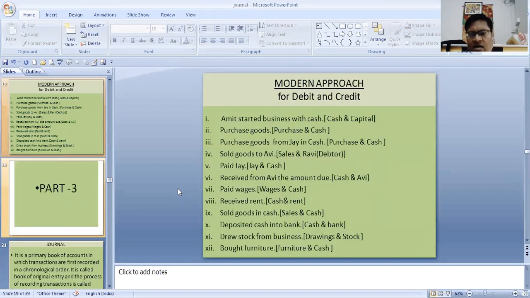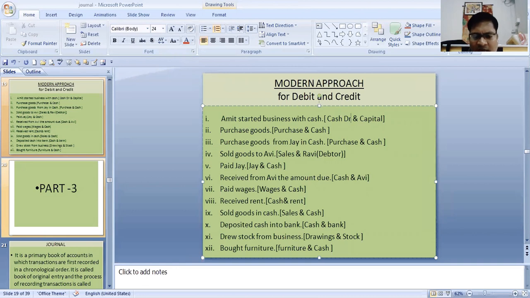With this understanding, we can easily do the debit and credit under the modern approach. Let's do this sum of debit and credit under the modern approach. Amit started business with cash. Cash and capital are the two accounts involved. Now when he started the business, cash will be debited because cash has come in the business, whereas capital will be credited. Why? Because capital is also increasing. Any liability when it increases, credit.